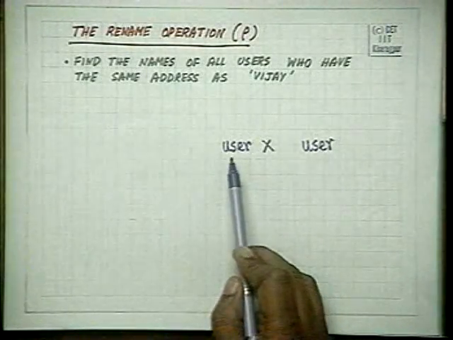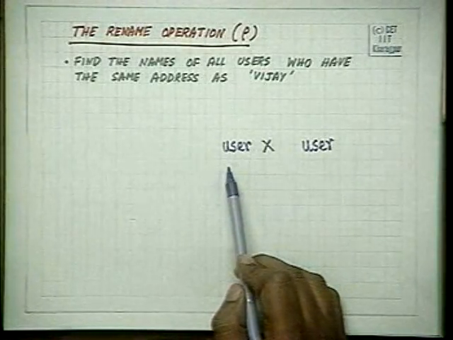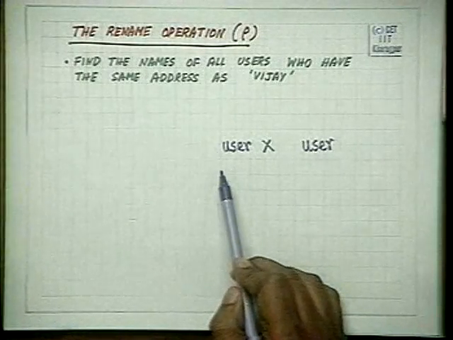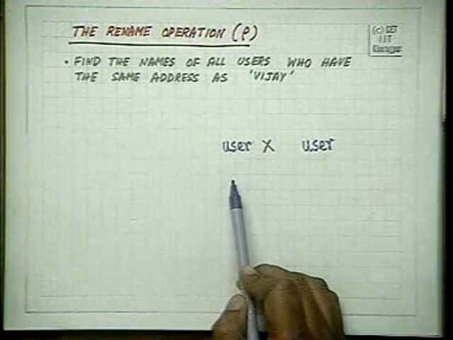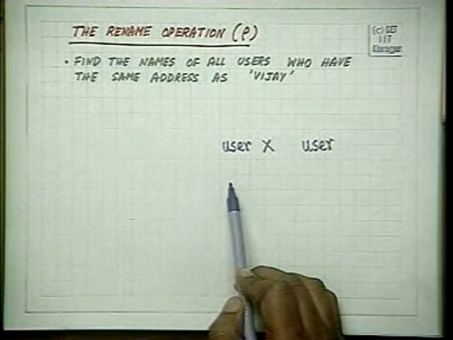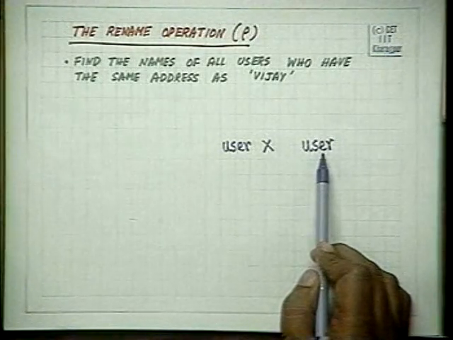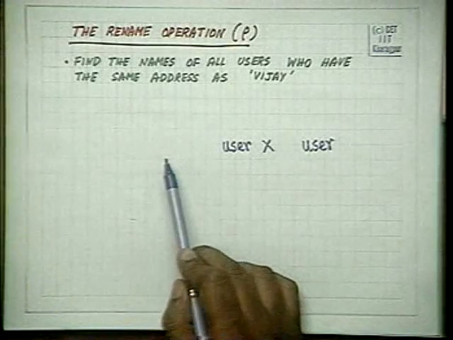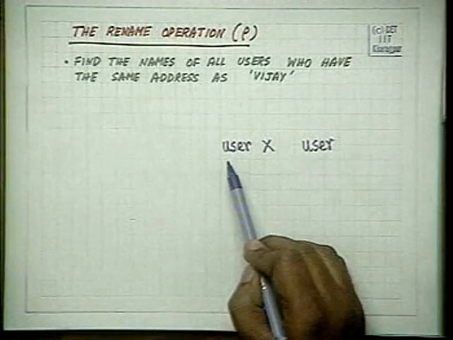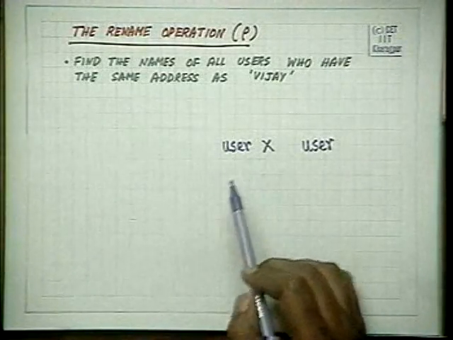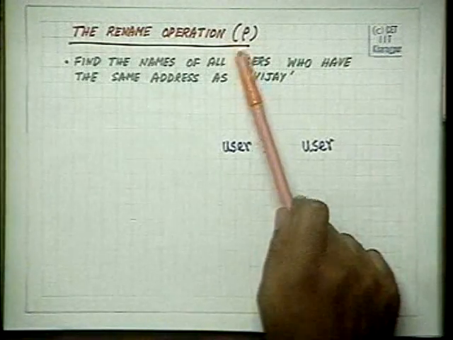We want to find out from this user and this user, those names equal: we will select out name equal to Rakesh, find out the address of the person which is here, and find out that this person must have the same address as this person. But we will get into a problem in trying to write out the query here, because we will not know how to identify or differentiate between the attributes. In order to do that, we have what is the rename operation.